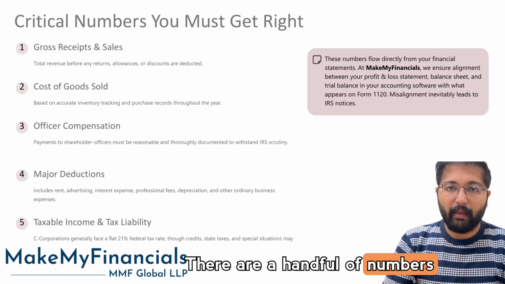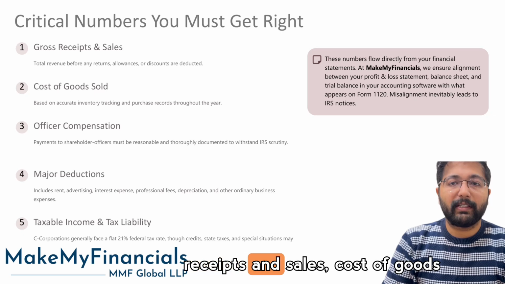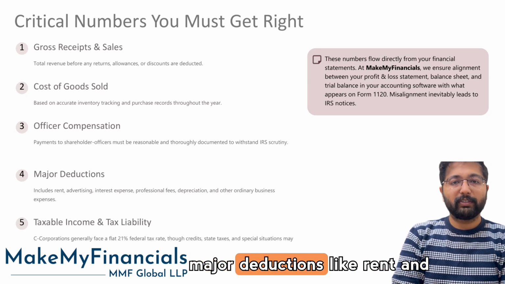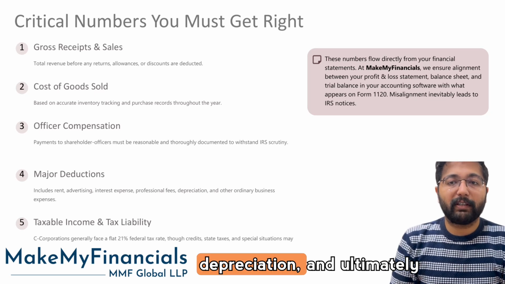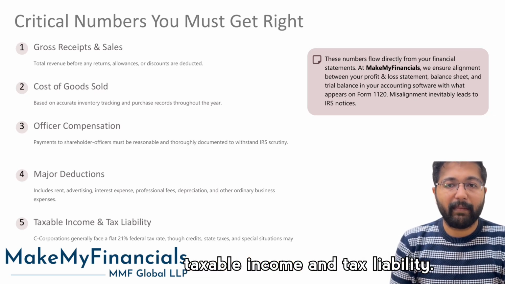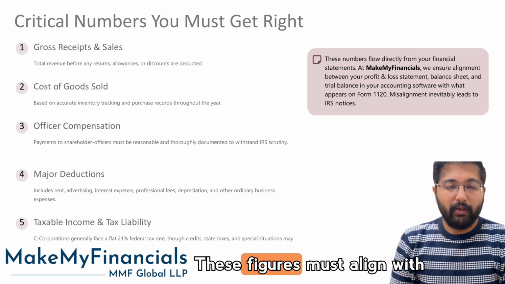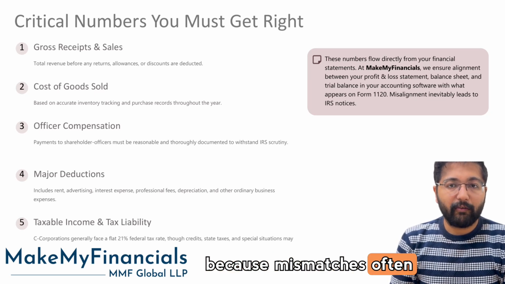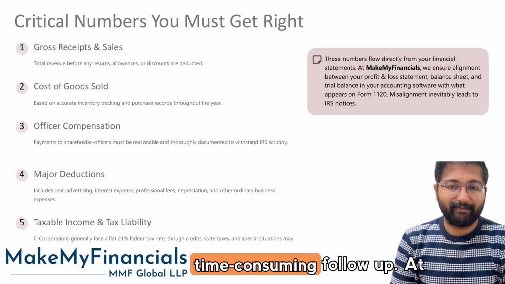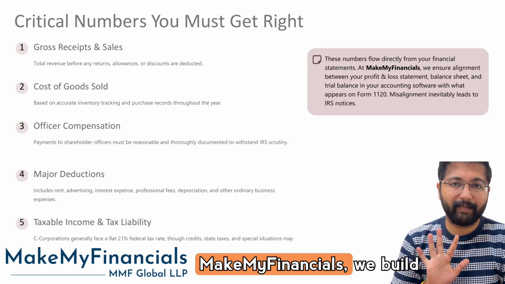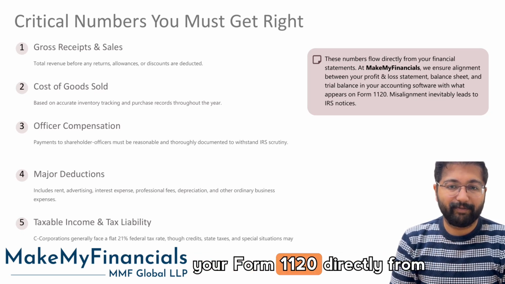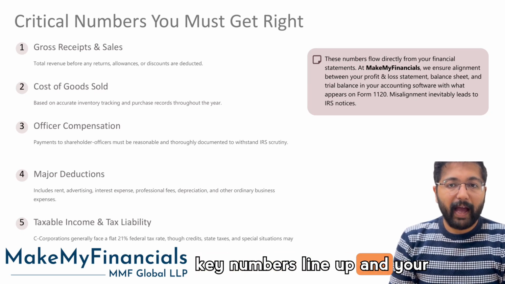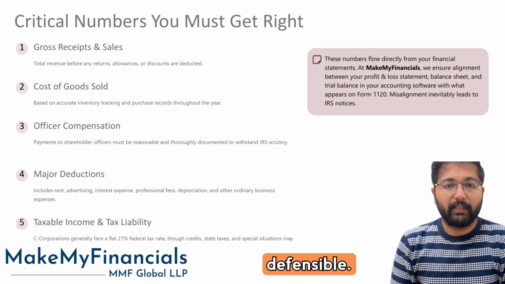There are a handful of numbers that drive your return: gross receipts and sales, cost of goods sold, officer compensation, major deductions like rent and depreciation, and ultimately taxable income and tax liability. These figures must align with your accounting records because mismatches often trigger IRS notices and time consuming follow up. At Make My Financials, we build your Form 1120 directly from clean reconciled books so these key numbers line up and your return looks consistent and defensible.